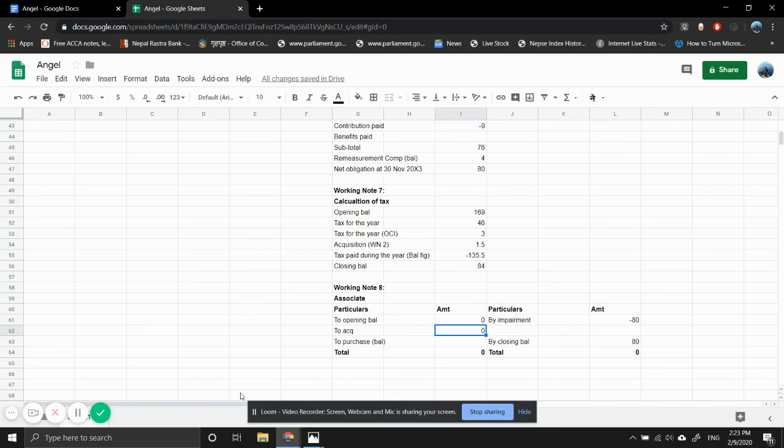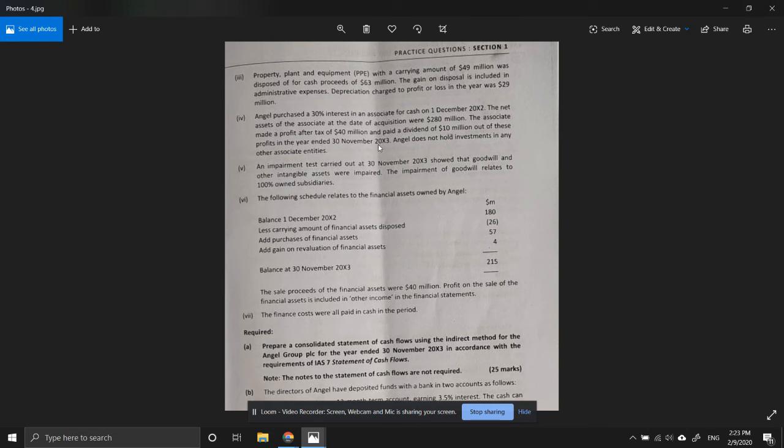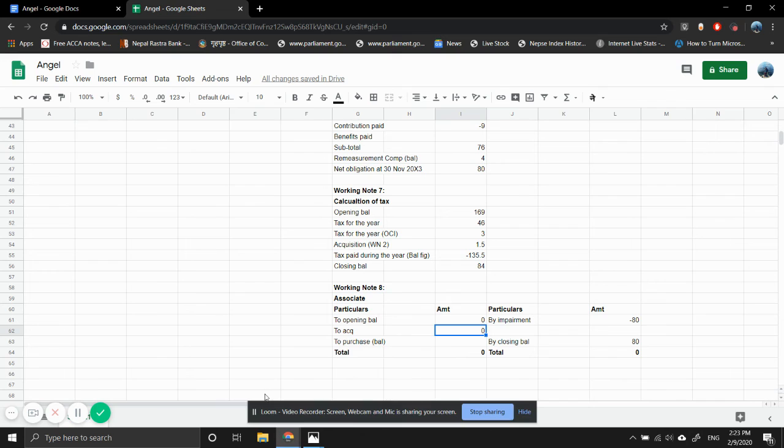In case of associate, 30% acquisition of the associate was this much, right? So it made a profit of 40 and paid a dividend of 10. Okay, so 40 into 30% is the share of profit. This is not there. 40 into 30% only, that's our share.